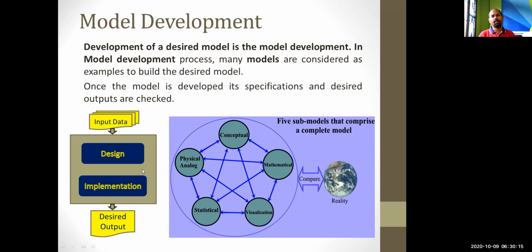So there are some sub-models in the model development. There are 5 sub-models in the model development, like the conceptual model. We have discussed the conceptual model in the earlier classes. Then mathematical sub-model, visualization sub-model, statistical sub-model, physical or analog sub-model. So these are the sub-models in the model development. Depending on the scenario, depending on the environment, different sub-models are used during model development. So that is the third step.